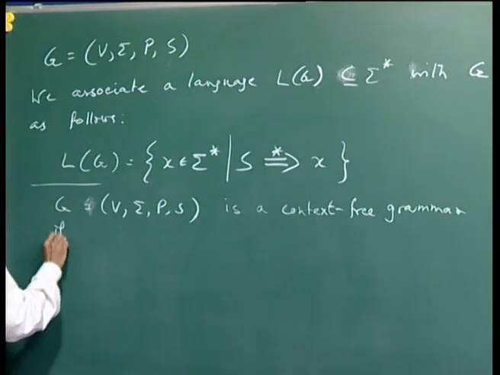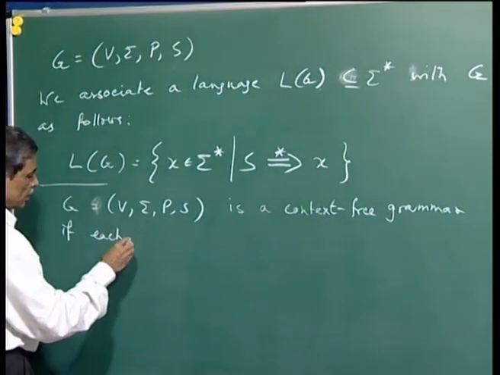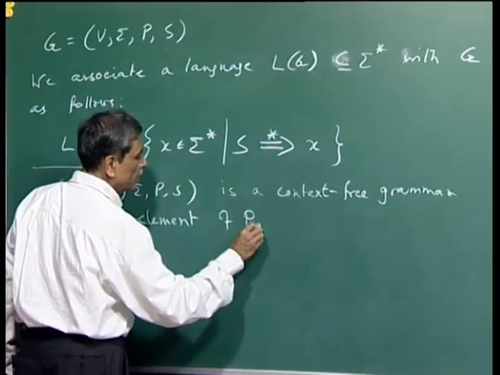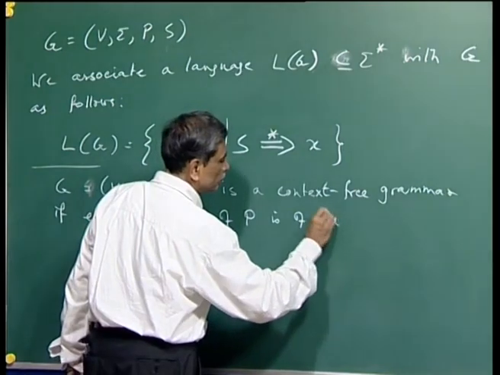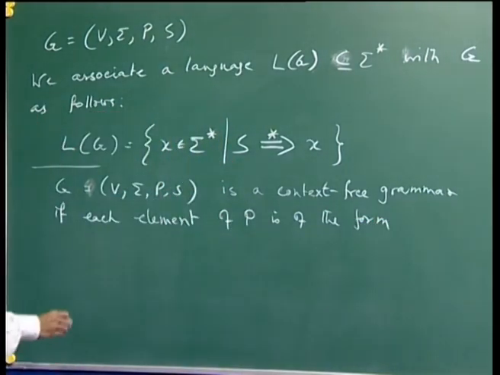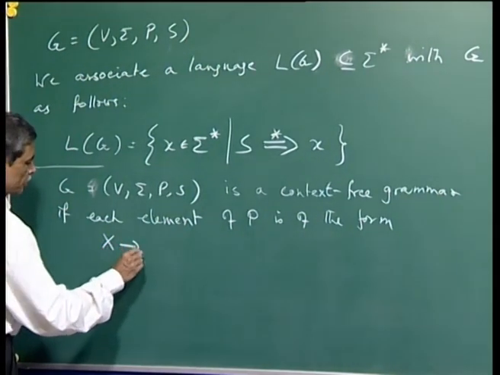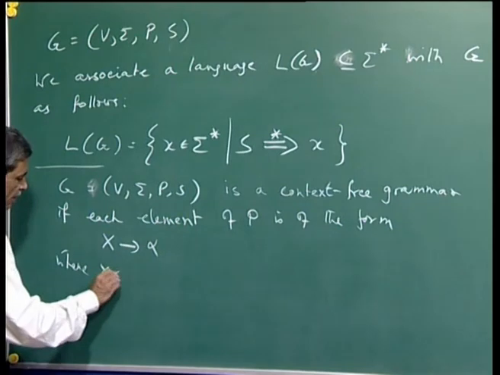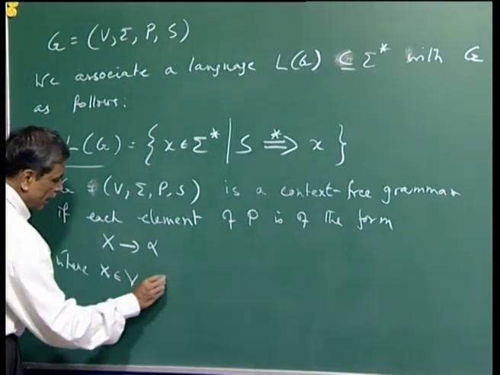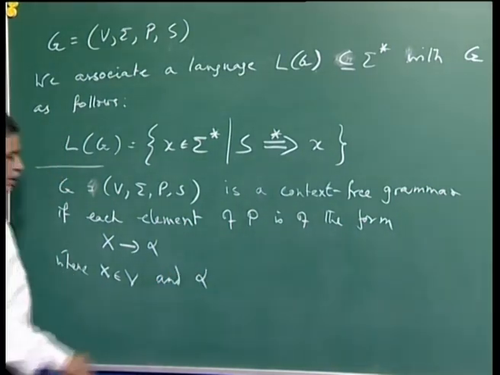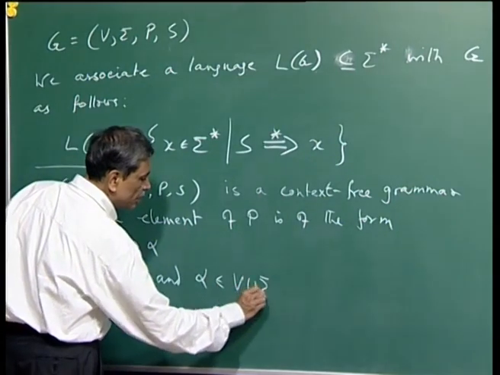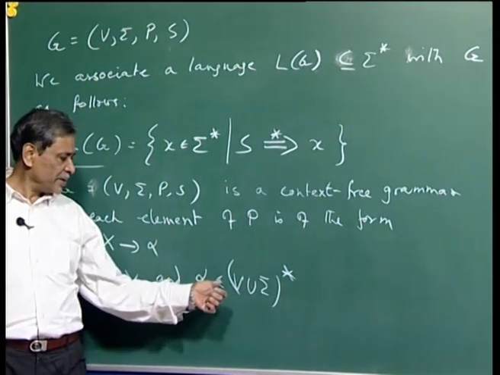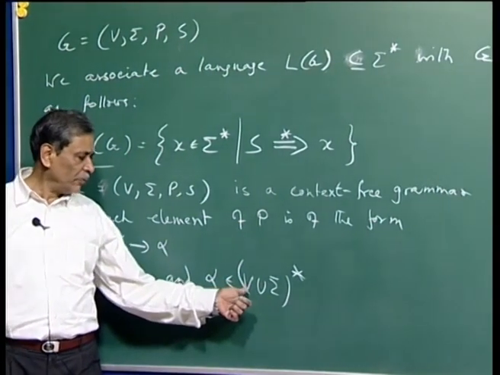if each element of P is of the form X goes to α, where X is an element of V and α is a string over (V ∪ Σ)*. You remember our notation, that basically means that α is a string using the symbols of V and Σ in some fashion.